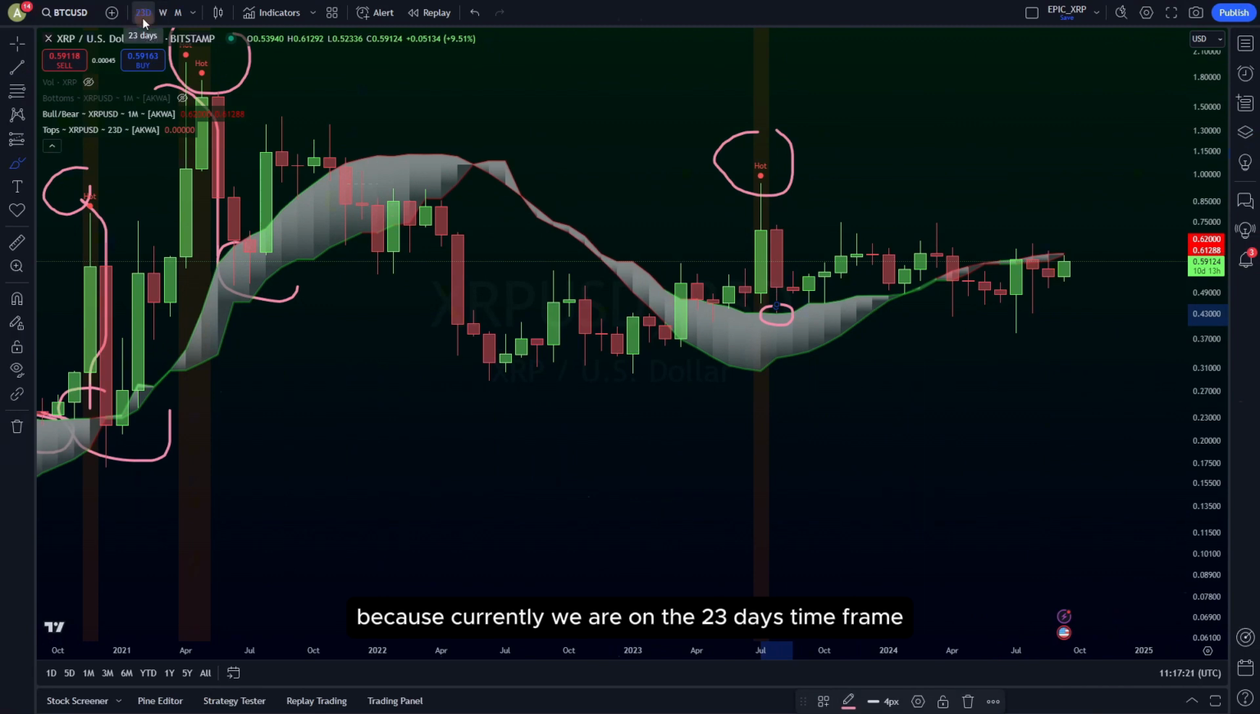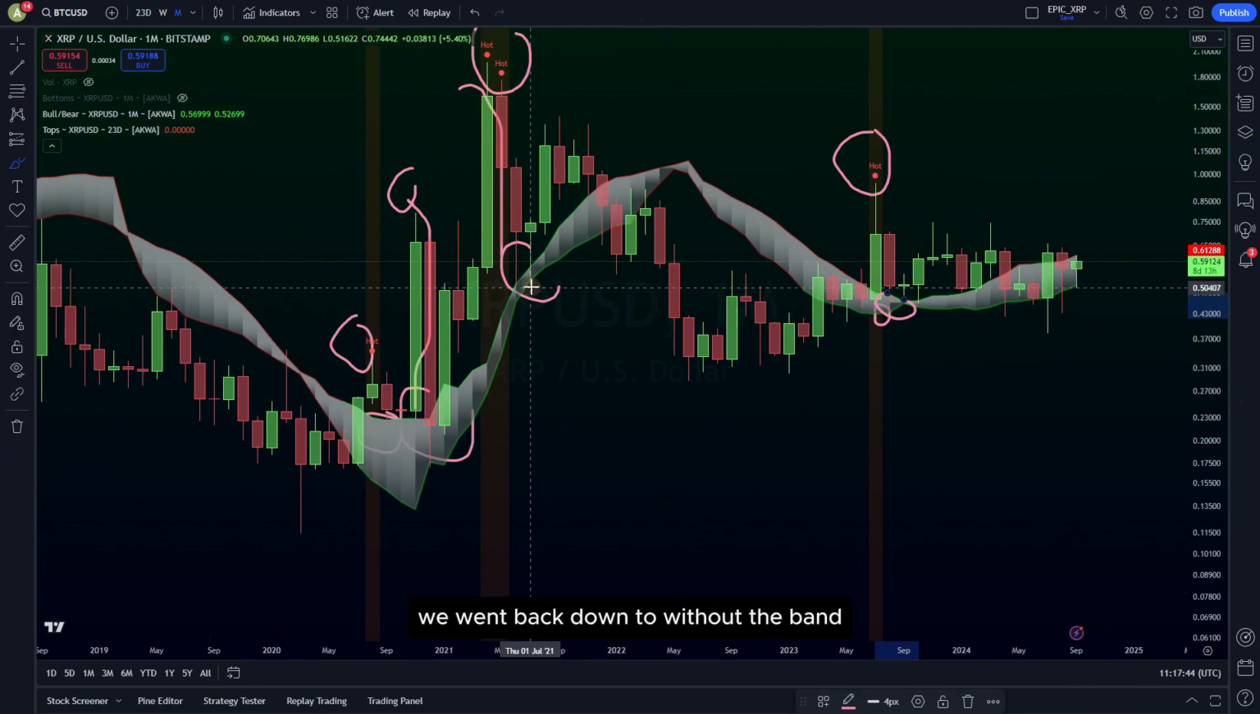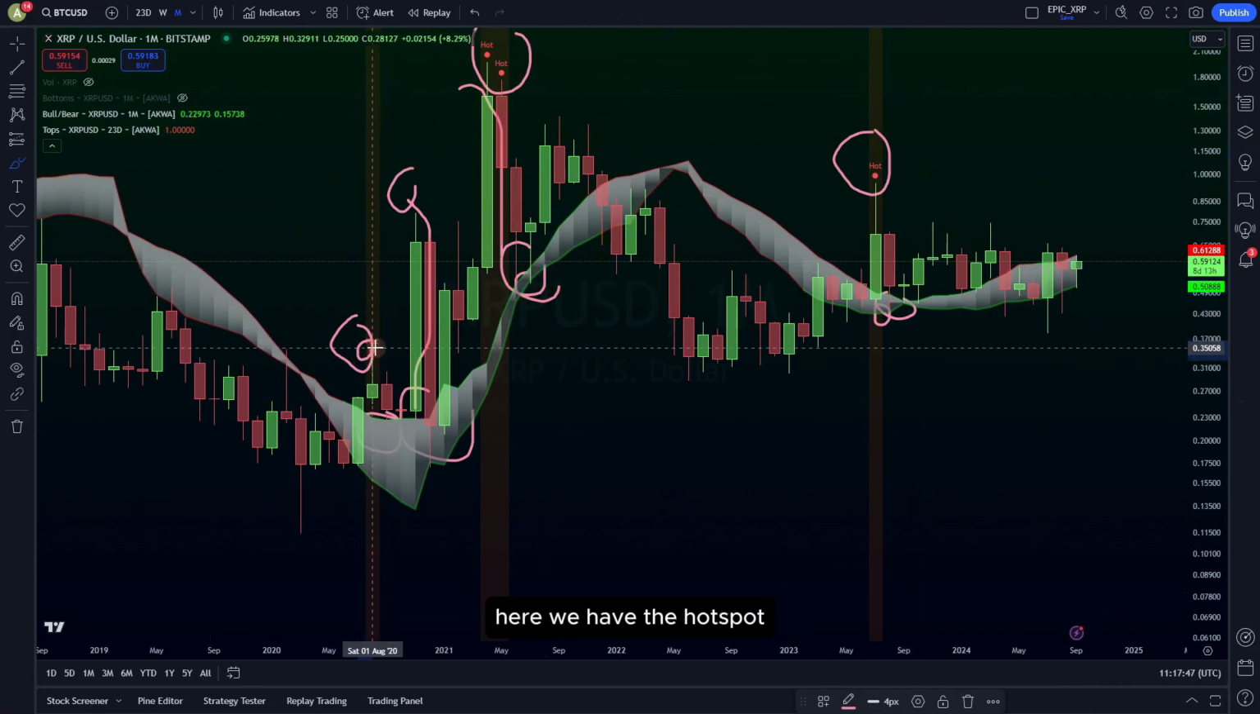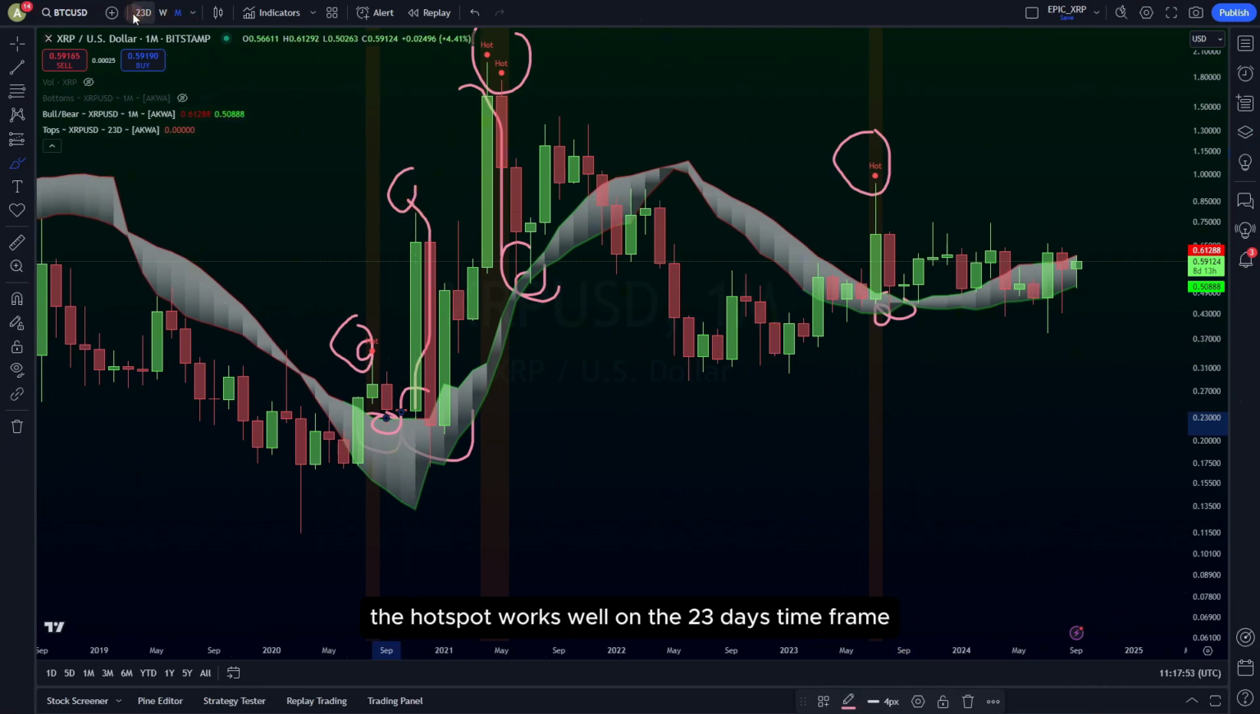the 23 days time frame. If we go back here to the monthly time frame, you see that it is exactly the same thing. We have the hotspot, we went back down to retest the band. Here we have the hotspot, we went back down to retest the band. But you see the hotspot works well on the 23 days time frame.